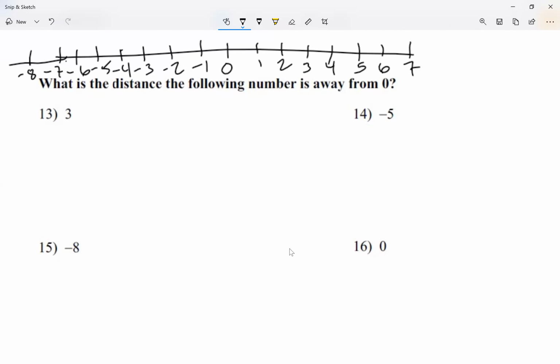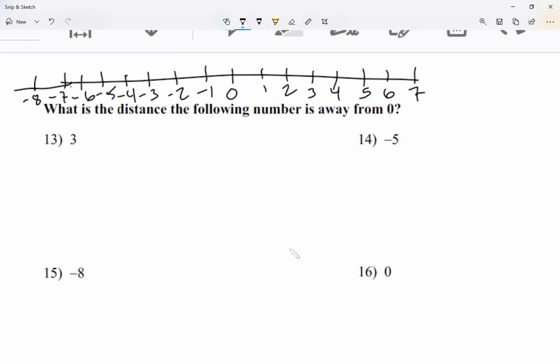Now, each of those little lines that I mark on the number line, each of those marks is one space. Okay, so now when it says what is the distance, I want to know how many spaces each number is away from 0. Okay, so let me use red so we can see it here.